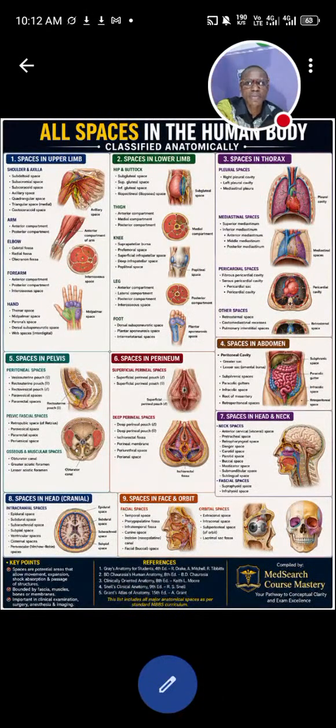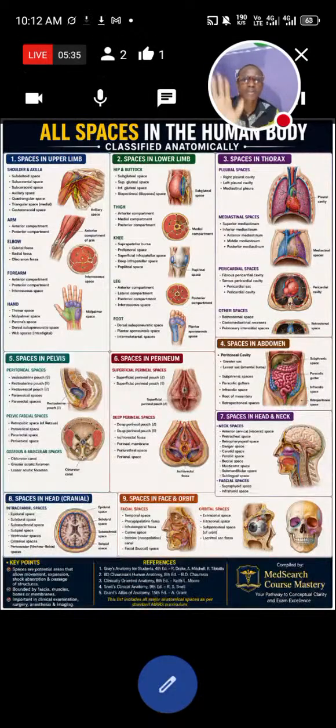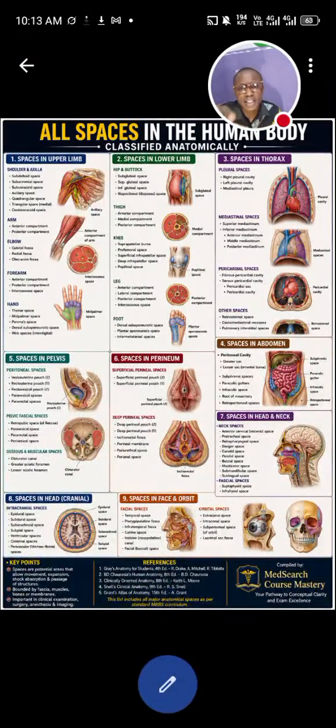Spaces in the human body. Good. This is another one that gives you all the spaces in the human body. You can see spaces in the upper limb. You see the groups: spaces in the pelvis, spaces in the lower limb, spaces in the thorax, spaces in the perineum, spaces in the abdomen, spaces in the head and neck, spaces in the face, spaces in the head. Are you seeing it now? Those are the spaces in the upper limb, lower limb, thorax, pelvis, perineum, abdomen, like that.